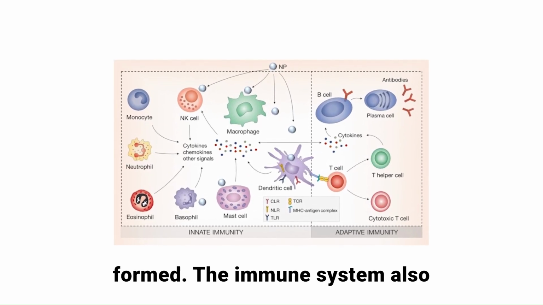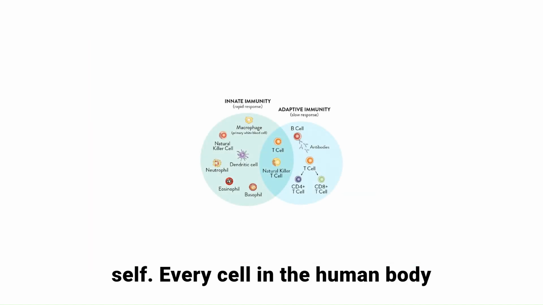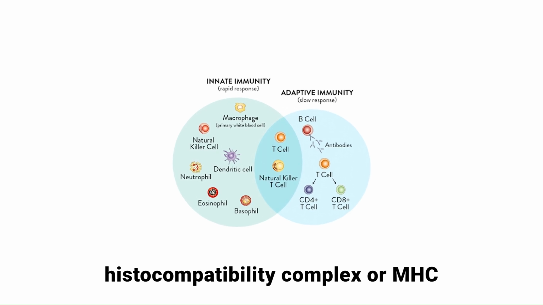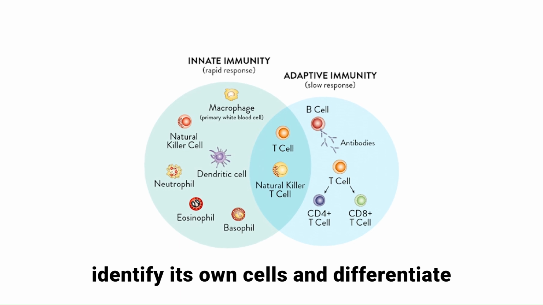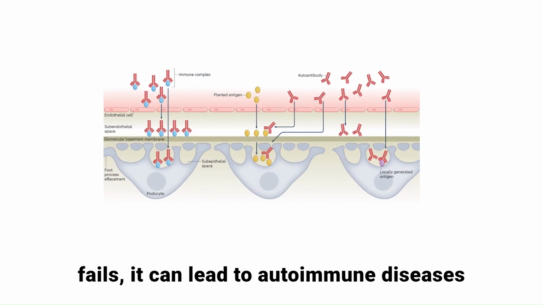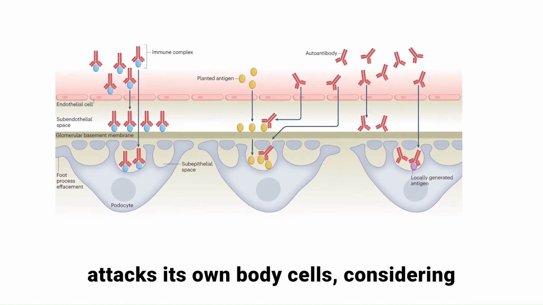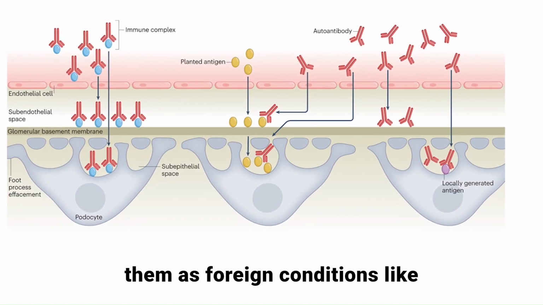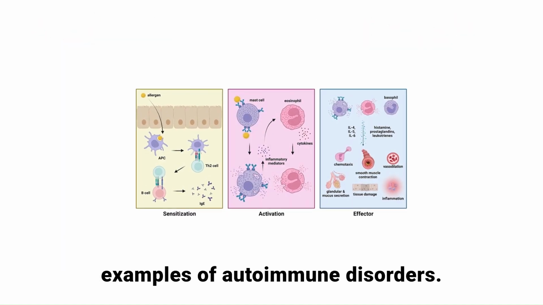The immune system also plays a role in recognizing self and non-self. Every cell in the human body has specific markers called major histocompatibility complex or MHC proteins, which allow the immune system to identify its own cells and differentiate them from foreign ones. When this system fails, it can lead to autoimmune diseases, where the immune system mistakenly attacks its own body cells, considering them as foreign. Conditions like rheumatoid arthritis and lupus are examples of autoimmune disorders.